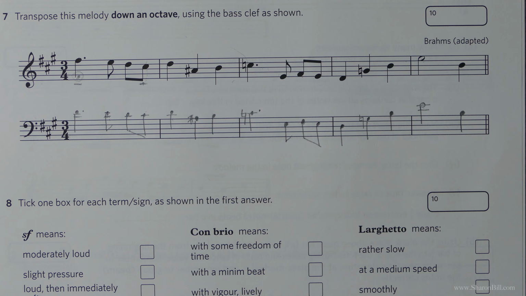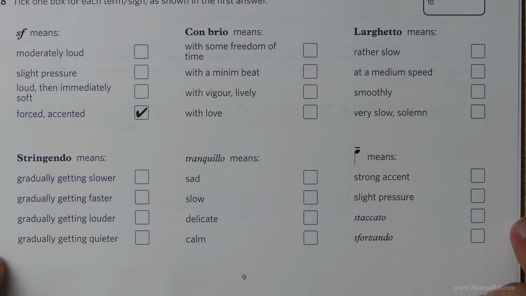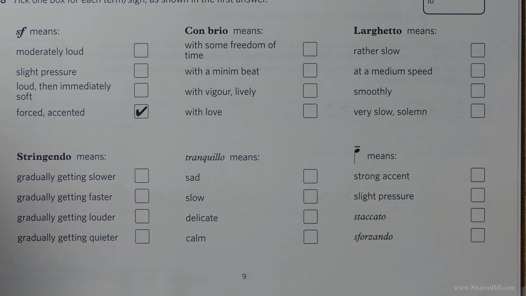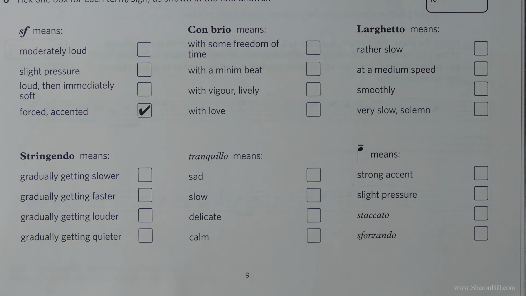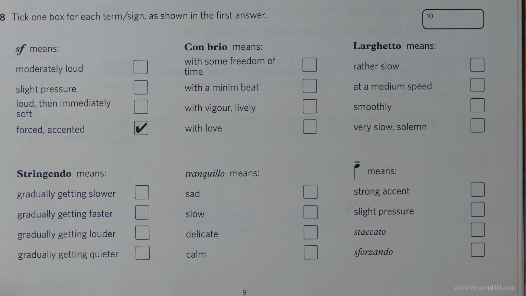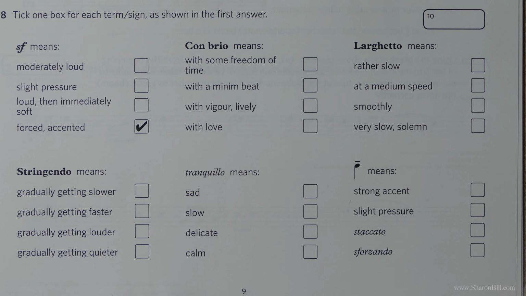There we go. And that's that question completed. Let's move on to question 8. This is the multiple choice question of all your Italian terms and performance directions. Please bear in mind that this is all of grade 1, all of grade 2 and all of grade 3. So there's no alternative but to just have a good crack at revising these.